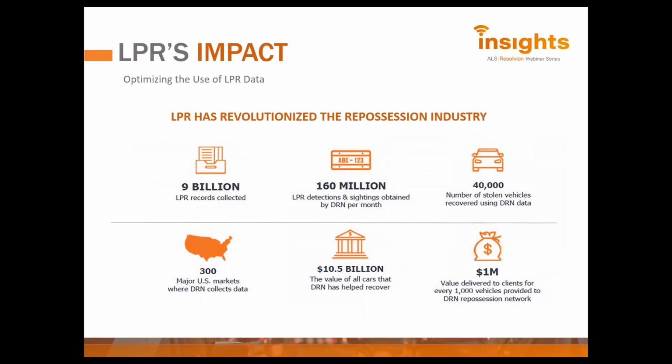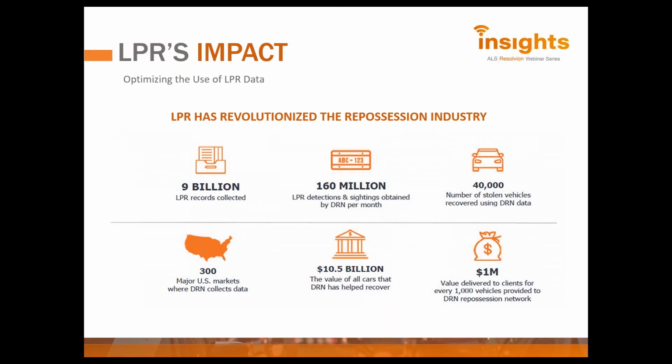Now the data on the screen just relates to the DRN network, but it gives you a good sense of the size and the scope of the LPR business. There's over 9 billion license plate sightings housed in the DRN database. That is growing at the rate of about 160 million new scans every single month, which is mind-boggling if you think about it. There's really comprehensive LPR coverage in over 300 U.S. markets now.